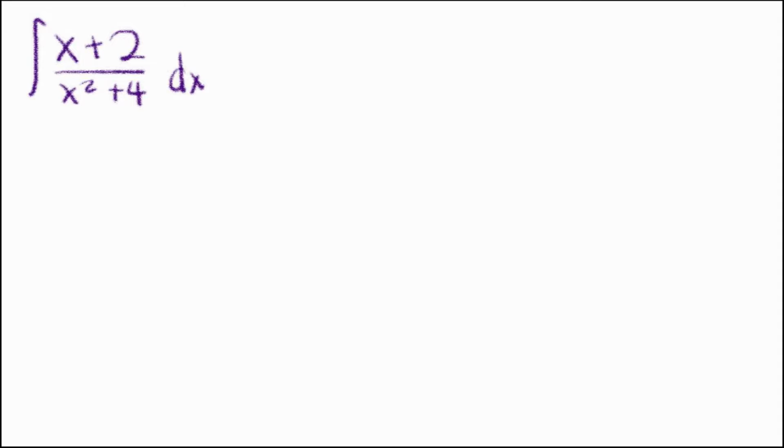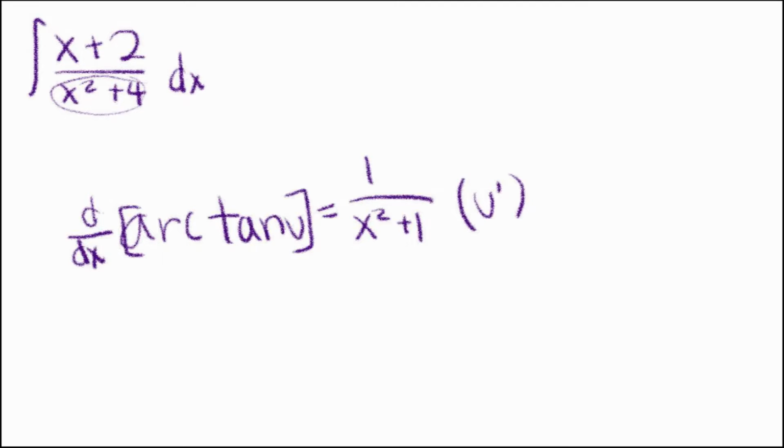So let's try to integrate the expression, the integral of (x plus 2) over (x squared plus 4) dx. Well, from all my experience, I see that the denominator looks pretty familiar. Kind of like the derivative of arctan. So I'll keep that in mind.